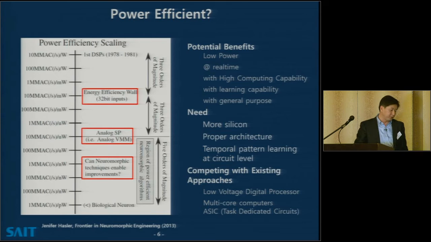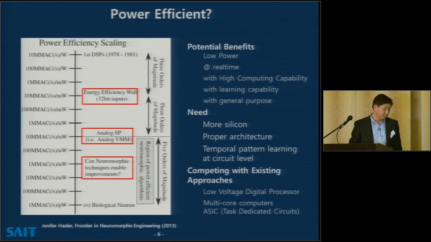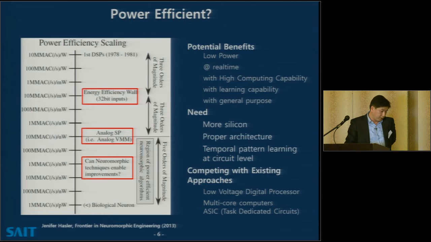So I think we believe it's necessary to understand what exact calculation happens through the neurons. The potential benefit is that we achieve low power in real time, and it has high computing capability, even without doing multiplication. I think that can be a benefit.